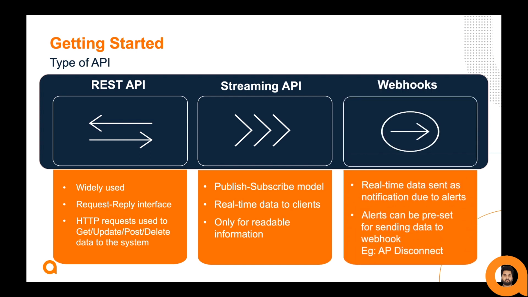Webhooks. In this type, the real-time data is sent to the user as part of a notification caused by an alert or a trigger. These type of alerts can be pre-configured on Central. For example, you can configure an alert for AP disconnect. Once the AP disconnects, it sends an alert out to the webhook that you have already configured. For the sake of this video, I'll only be explaining the REST API part.